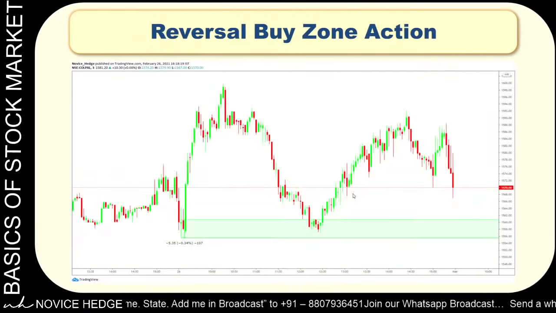Now let me show an example. In this case, if you see the first red candle over here, it clearly says that the bear has taken control. And fortunately, what happened? The next two candles are E candles, which indicates that there is a pause in the period.